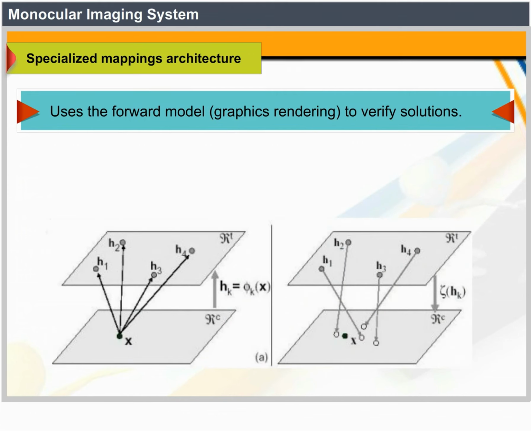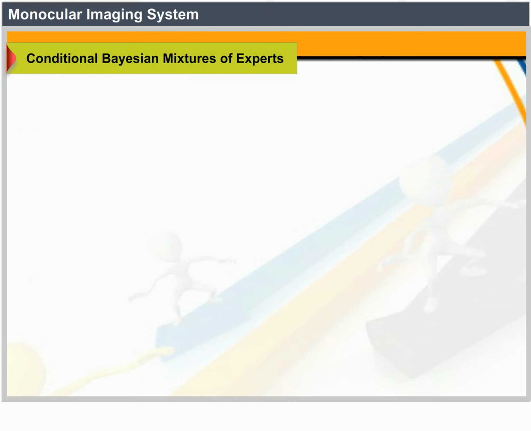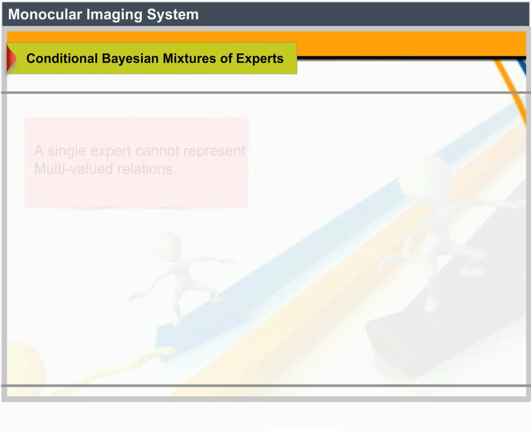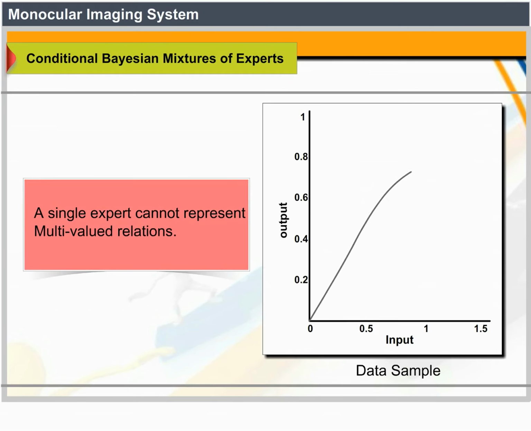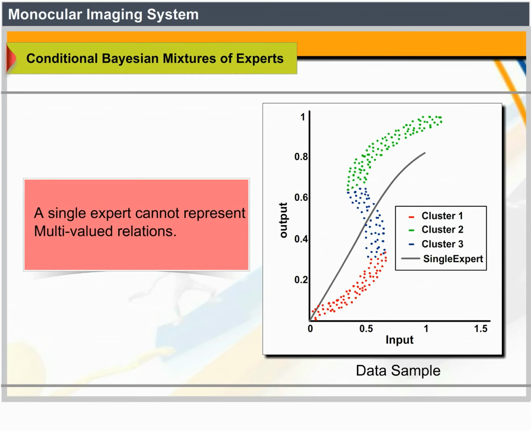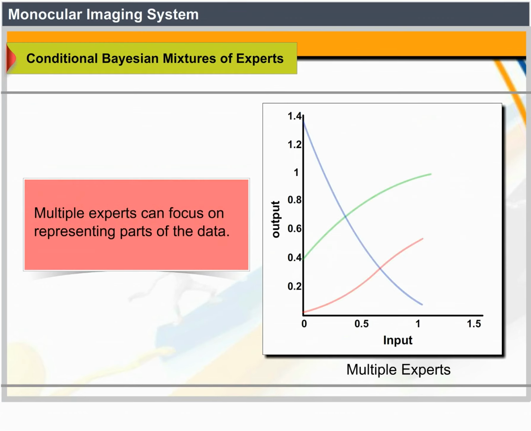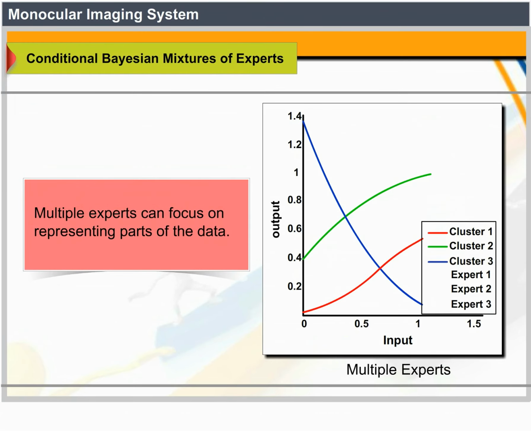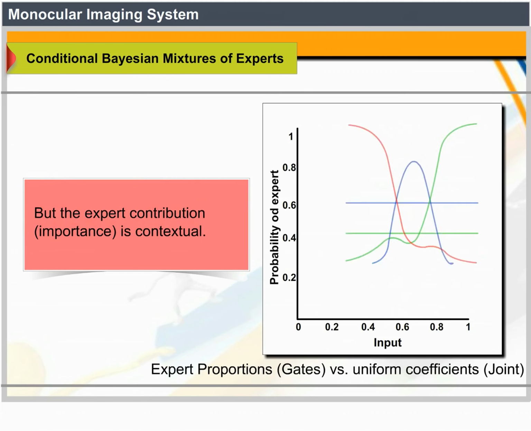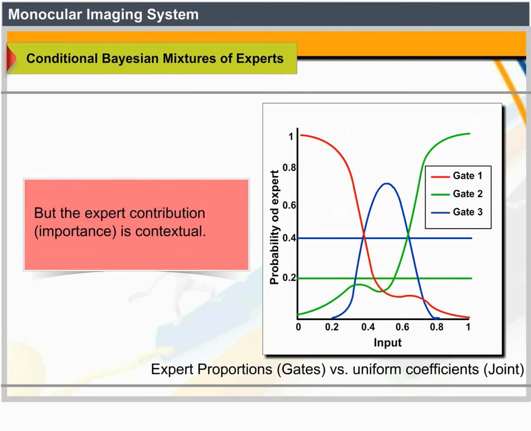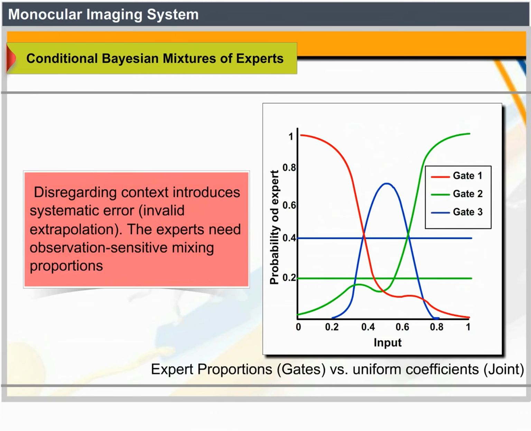Conditional Bayesian mixtures of experts. A single expert cannot represent multi-valued relations. Multiple experts can focus on representing parts of the data, but the expert contribution importance is contextual. Disregarding context introduces systematic error and invalid extrapolation. The experts need observation-sensitive mixing proportions.